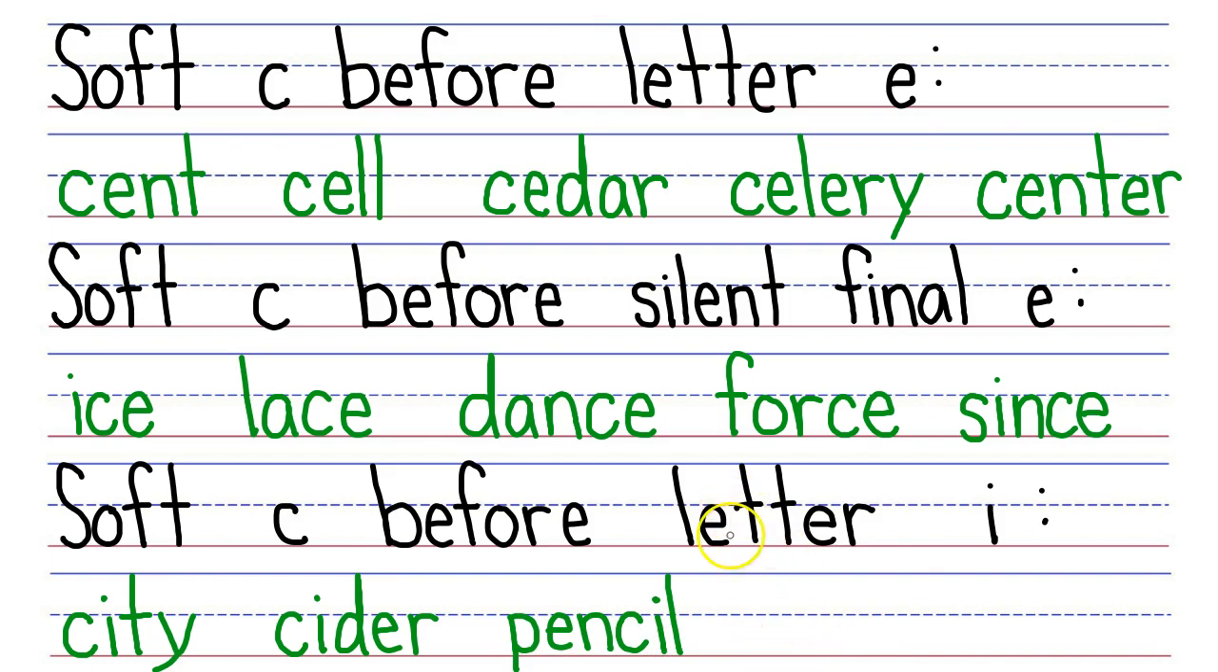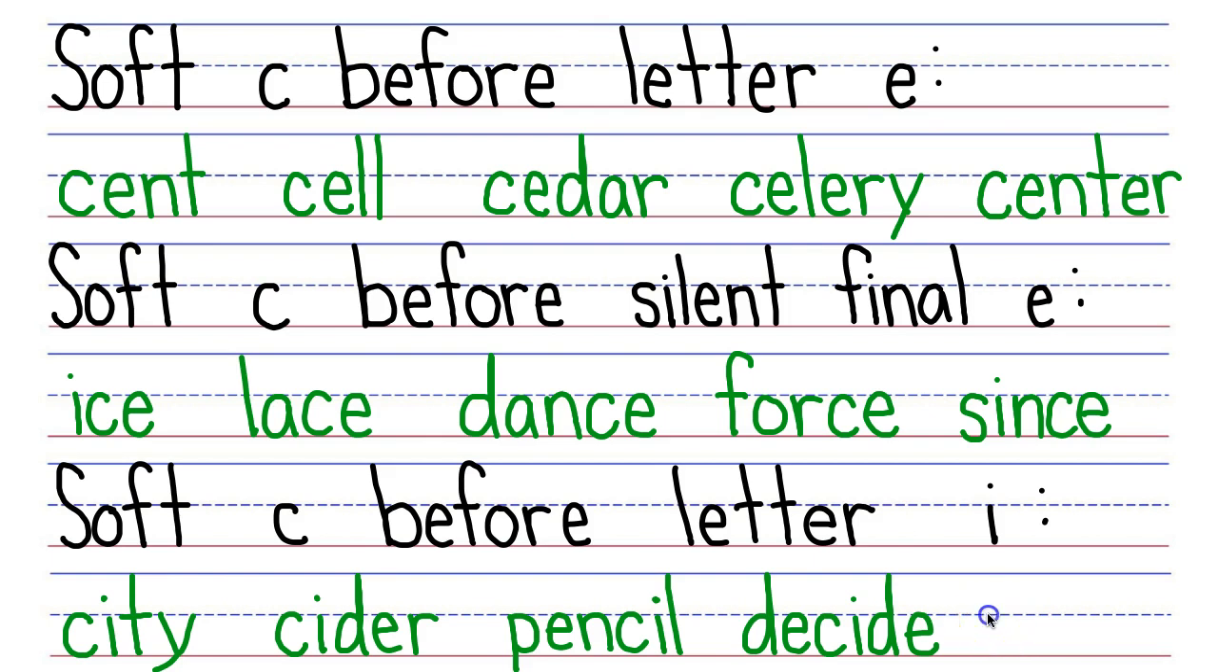Next word, decide. We've got the D that says D, followed by the E that makes a long E sound E, because it's in an open syllable, not closed in by a consonant letter. Second syllable, side. We've got the C that makes the soft C sound S, because it comes before the letter I. The letter I makes a long I sound I, because it's in a syllable with silent final E. Let's sound this out. D, E, S, I, D. Say it together fast. Decide.